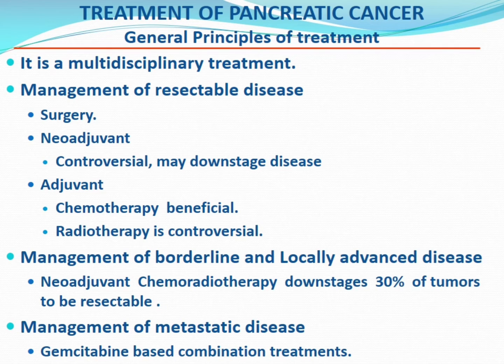Surgery is the mainstay treatment for resectable disease, followed by adjuvant therapy. For borderline and locally advanced disease, neoadjuvant chemotherapy is recommended by the international guidelines to downstage the tumor to be resectable. The management of metastatic disease is by chemotherapy, gemcitabine-based combination treatment, or according to clinical trials.